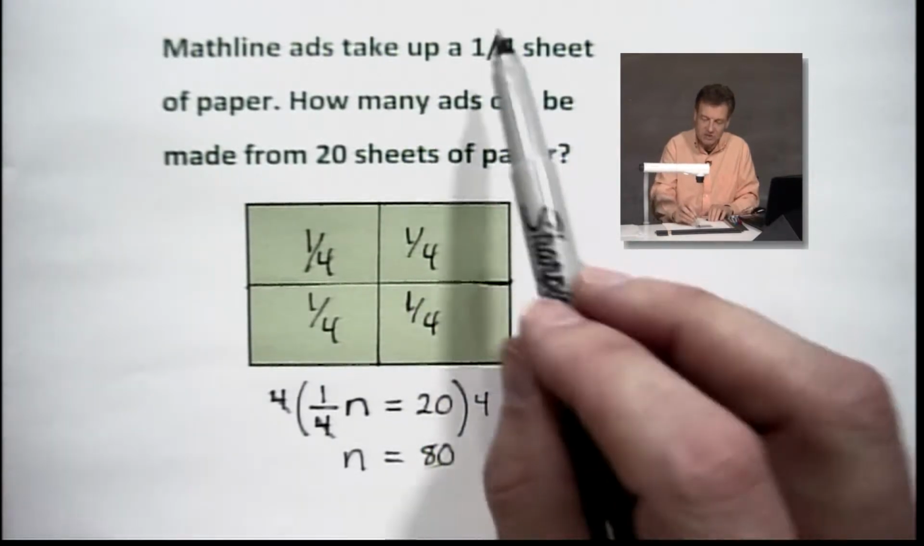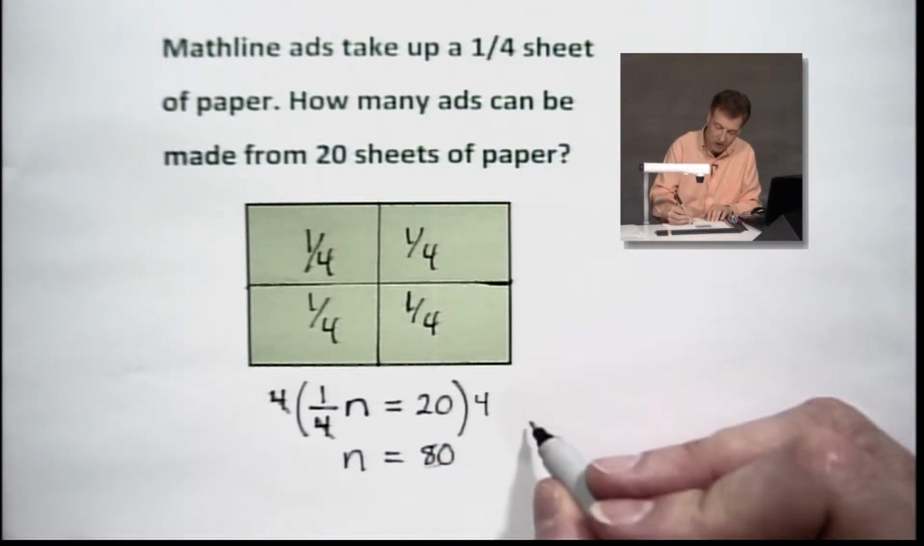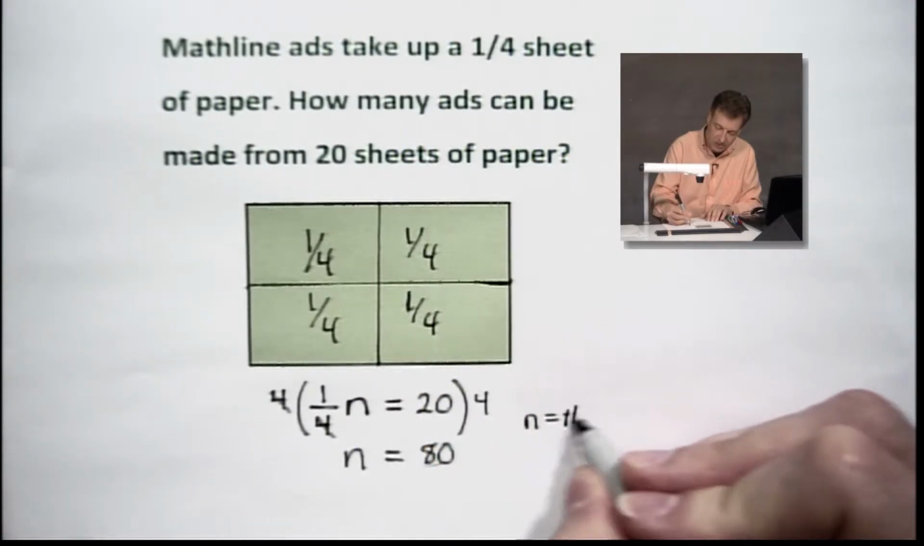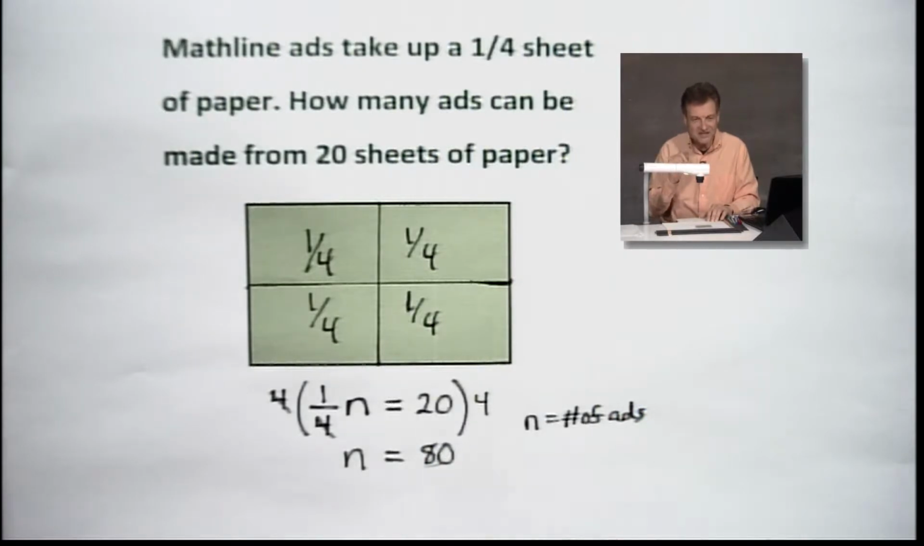Sometimes when we think of fractions, we get a little nervous, but when we use a reciprocal in this case, all of a sudden it's not like dividing by 1/4 anymore. It's doing what? Multiplying by 4. And that leads you to a sweet answer of 80. And by the way, our n, remember, represented what? The number of ads that you can get. So that's what's going on there.